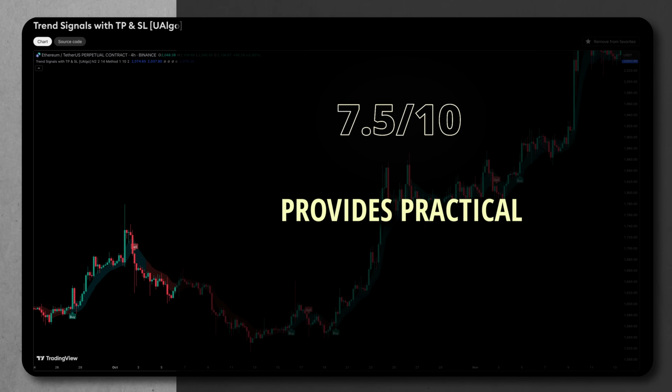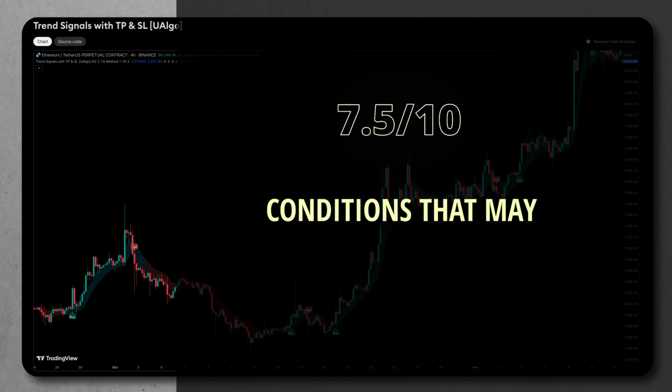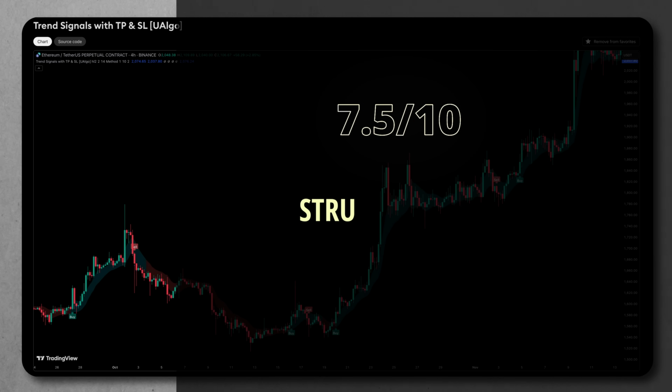The indicator provides practical trade management through automated take-profit and stop-loss calculations and clear visual signals. However, the reliance on specific RSI-CMO thresholds with pivot confirmations creates restrictive entry conditions that may miss opportunities in trending markets, while the fixed risk-reward structure lacks adaptability to varying market volatility.